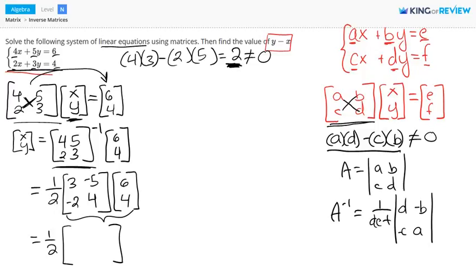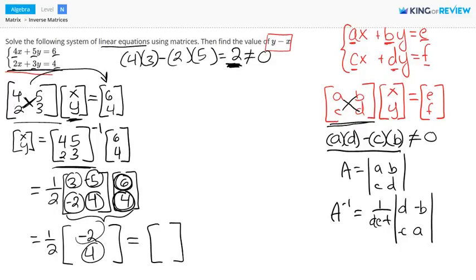So we're going to do 3 times 6. So 3 times 6 plus negative 5 times 4. And that equals negative 2. And next we do negative 2 times 6 plus 4 times 4. And that gives us a 4. So now we want to multiply each of these entries by 1/2.